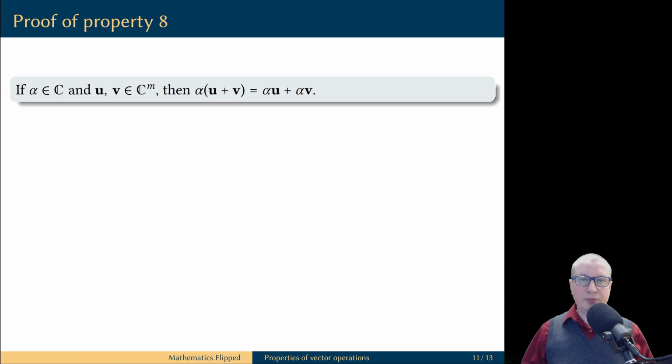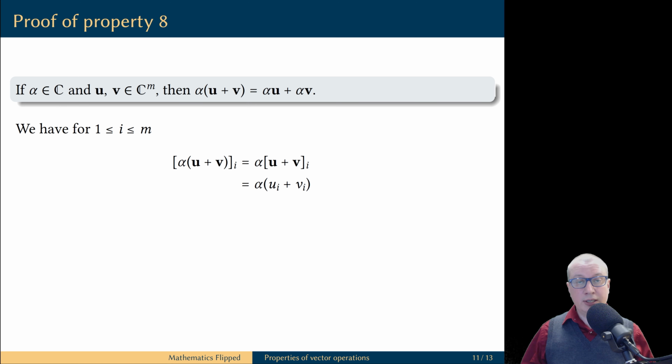Let's prove the distributive property for vector addition. Once again, I will do this by showing that the two vectors have identical components. The component i of the vector on the left-hand side is alpha times component i of the vector u plus v. Here I'm using the definition of scalar multiplication. Now let's use the definition of the vector addition. Component i of vector u plus v is component i of vector u plus component i of vector v.